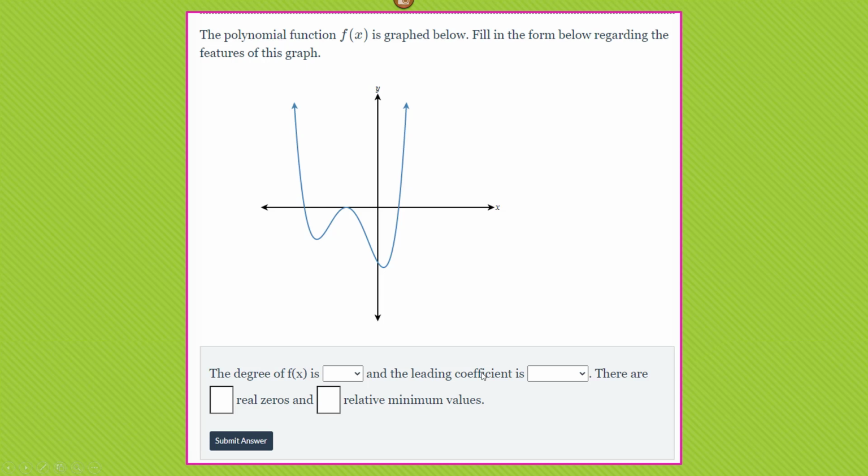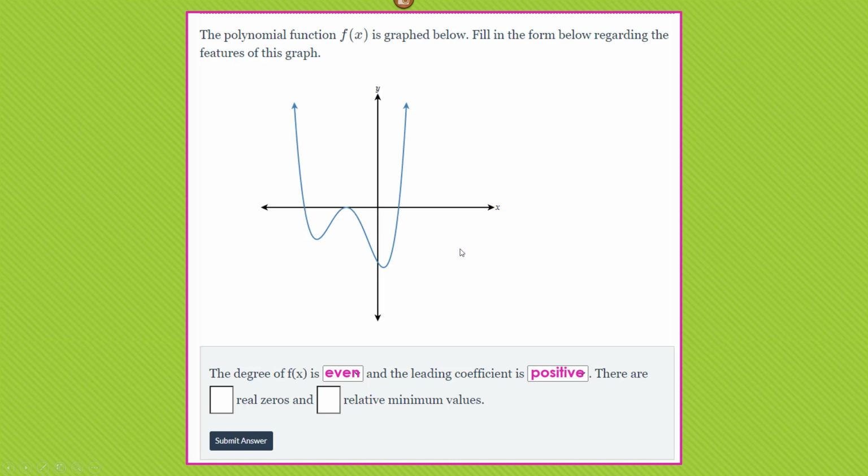Okay, so one of the first things you're going to see in Delta Math is kind of looking at everything about the degree, the leading coefficient, the zeros, and the relative minimums and maximums. Okay, so for this particular graph, we're going to fill in this form. They ask us about the degree of f of x, and because it's behaving the same on both sides, I would say that the degree is even. Okay, the leading coefficient, since it's up on both sides, the leading coefficient is positive.